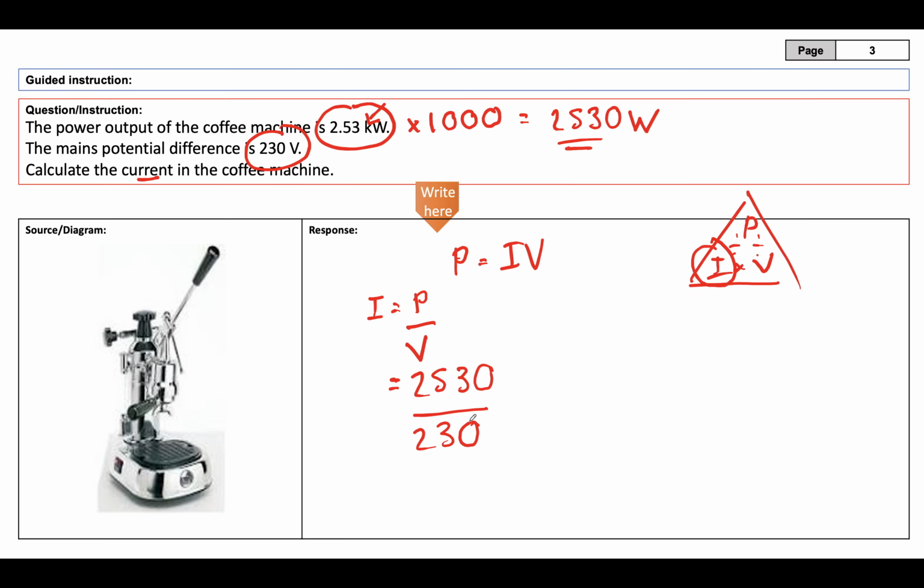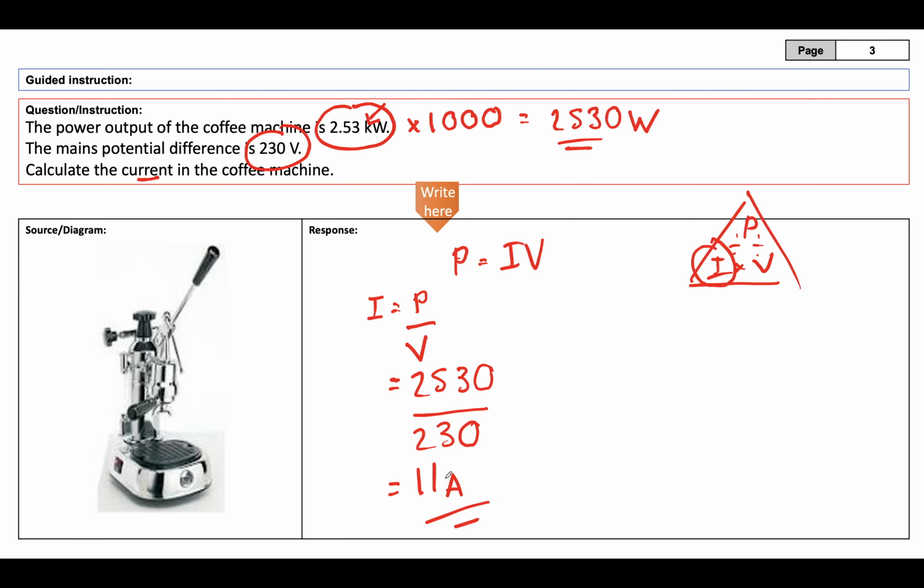2530 over 230 equals 11. And it's current, so it has the unit amps, so 11 amps.